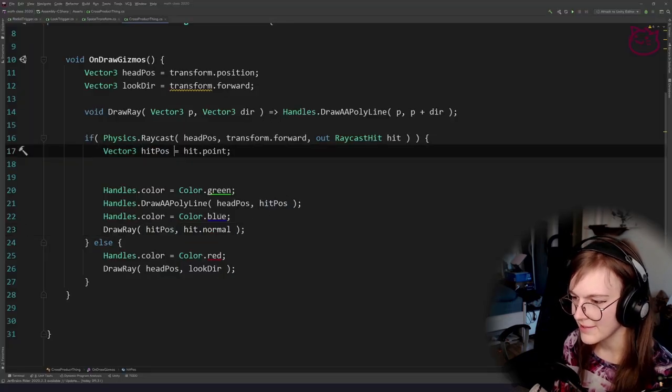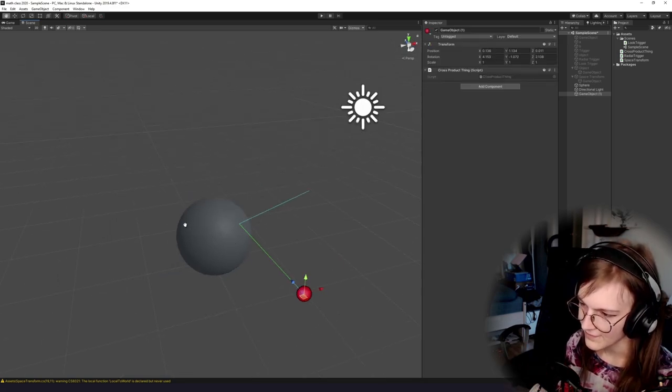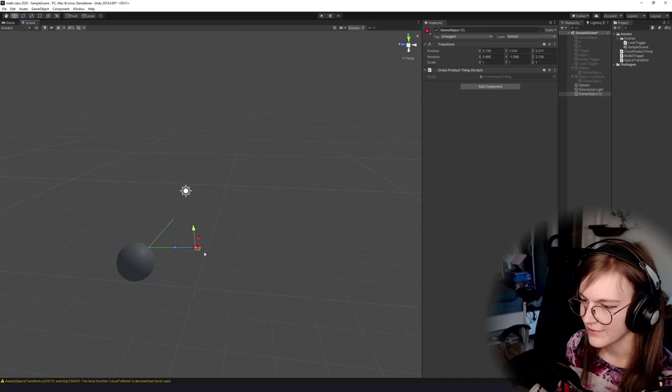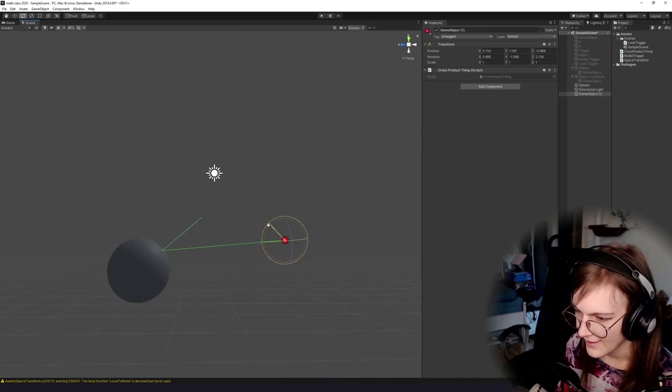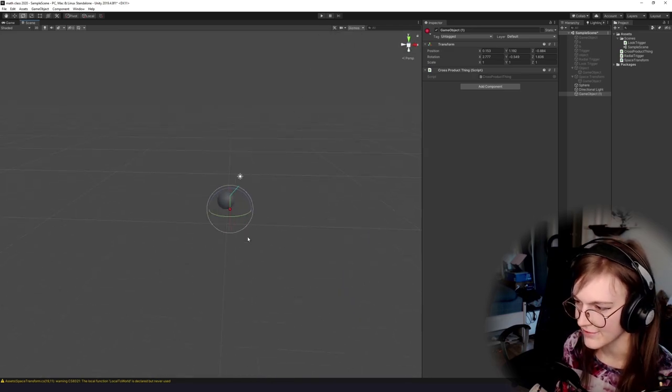There we go. That blue line is kind of faint, so we're going to go with cyan instead. Cool. So now we have the normal of the surface. We are raycasting against it, and we can see that this very much looks like the normal. It is orthogonal to the surface it's hitting, right?